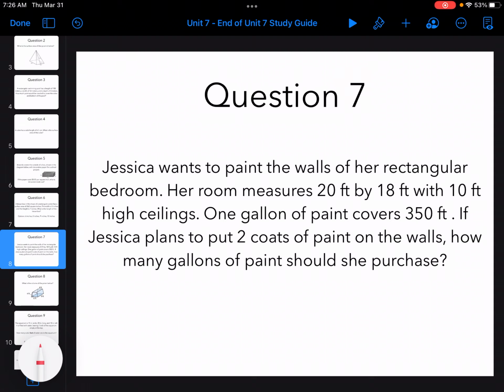All right, Jessica wants to paint the walls of her rectangular bedroom. Her room measures 20 feet by 18 feet by 10 feet high ceilings. 1 gallon of paint covers 350 feet. If she plans to put 2 coats of paint on the walls, how many gallons of paint should she purchase?